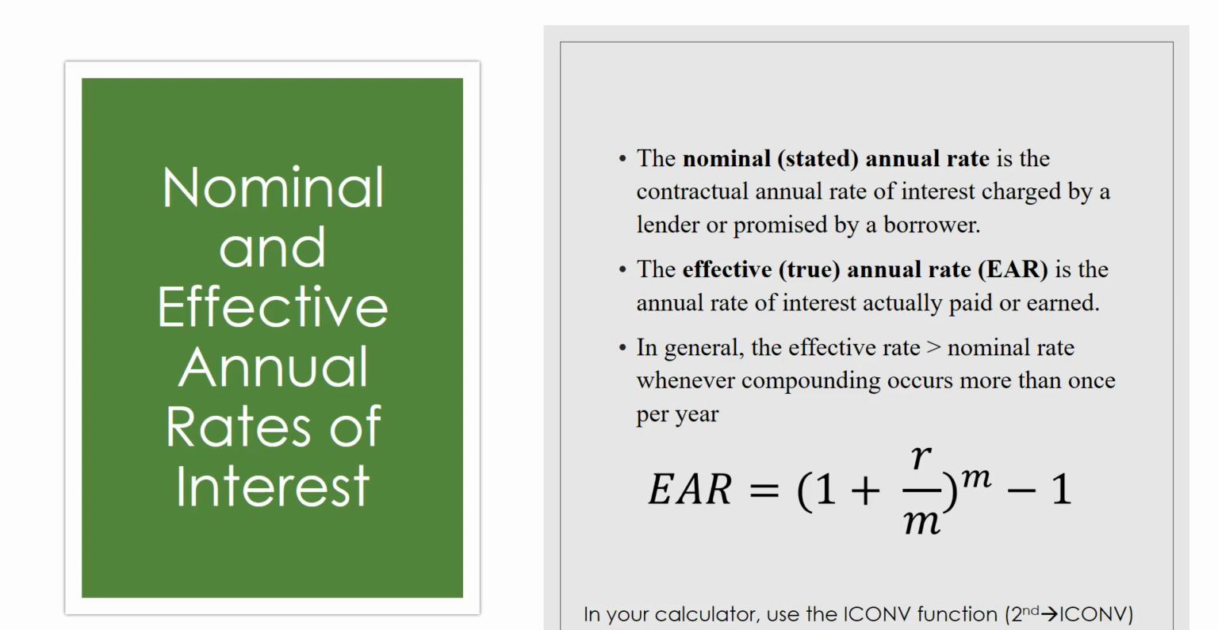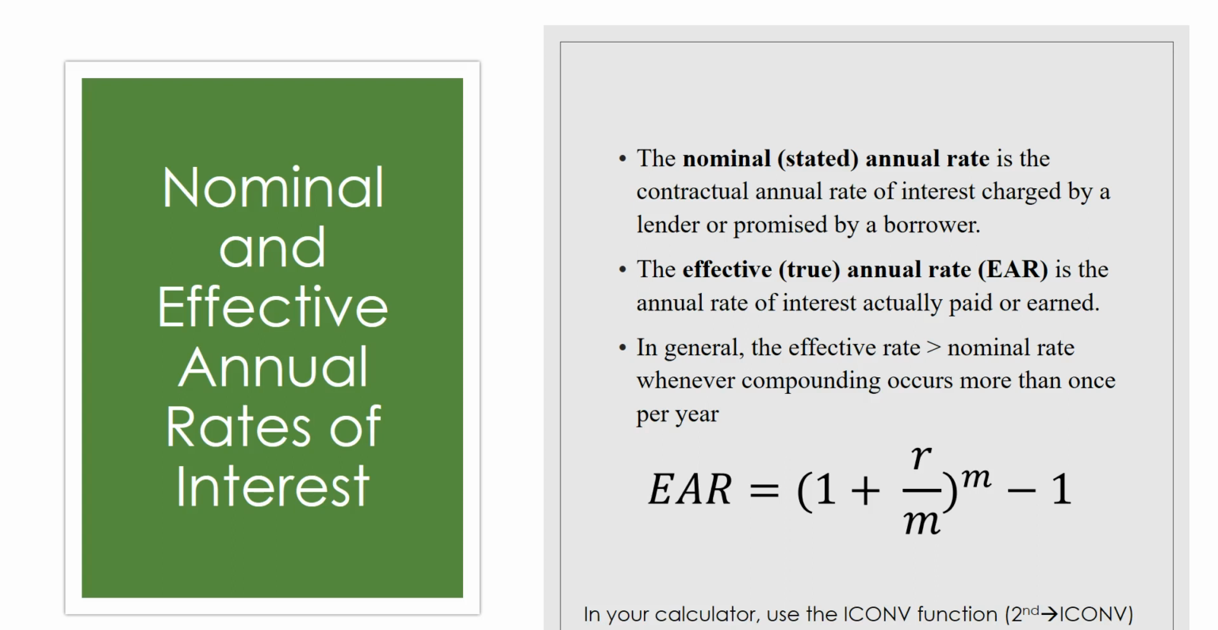Now the nominal rate and the effective rate are exactly the same if the compounding frequency is 1. So if your interest is being added to the principal only once per year, then the nominal rate and the effective rate are going to be the same. The effective rate is greater than the nominal rate whenever compounding occurs more than once per year. And as that compounding frequency increases, the effective rate is going to continue to grow greater than the nominal rate. So as the compounding frequency is increasing, your effective rate is also increasing.